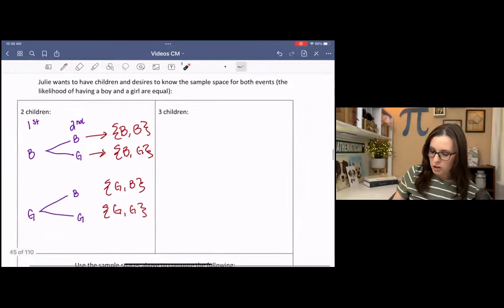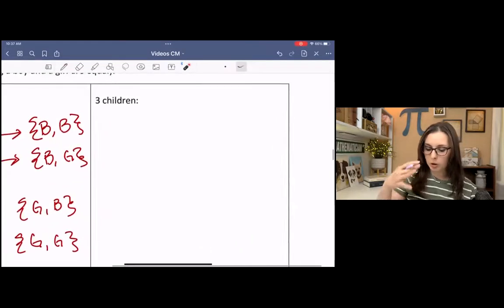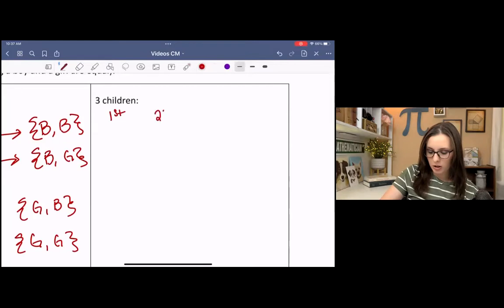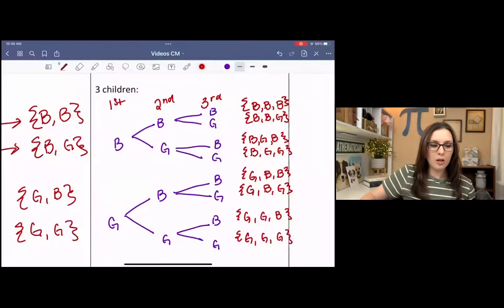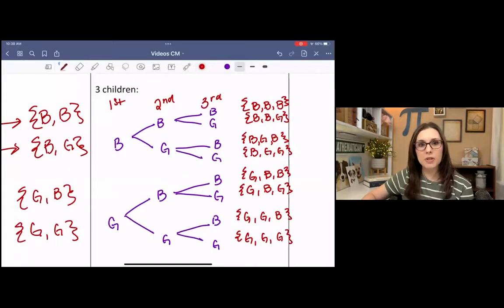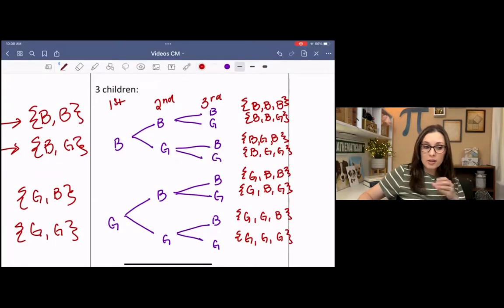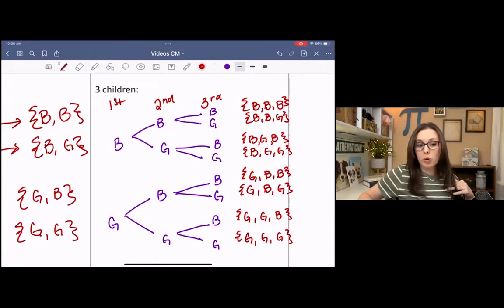And then for 3 children, it's going to be the same process, but we're going to have 3 branches here to represent that third child. So go ahead and build out your tree diagram and list out your sample space. Pause it, do that, come back. So your tree diagram and subset should look like this. Boy, boy, boy, boy, boy, girl, girl, boy.